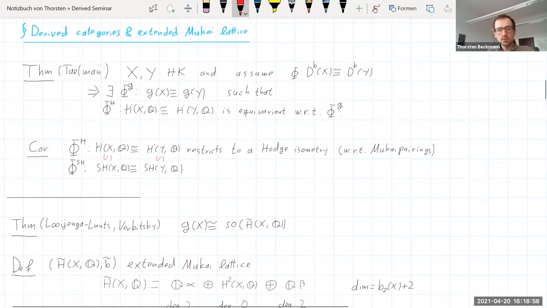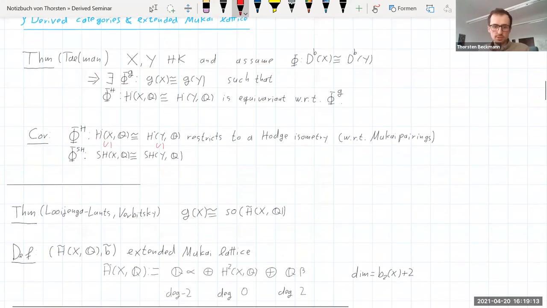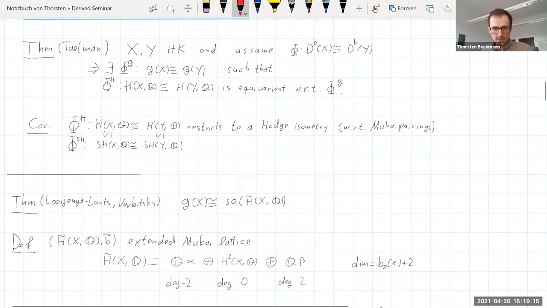So the following theorem was proven by Looijenga and Lunts and also by Verbitsky, namely that the Looijenga-Lunts-Verbitsky Lie algebra is actually isomorphic to the special orthogonal Lie algebra of H tilde. And H tilde is the extended Mukai lattice I want to introduce. So what is it? H tilde of X is the extended Mukai lattice. Just a word of warning: it is called a lattice, although it is a Q vector space. The word lattice just emphasizes the fact that we have a quadratic form.